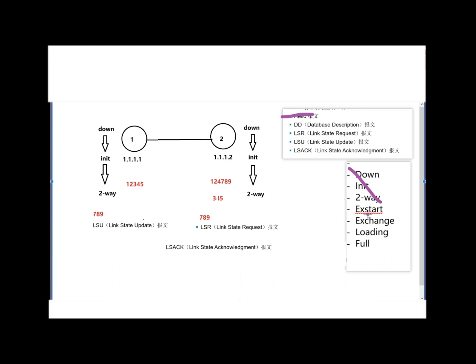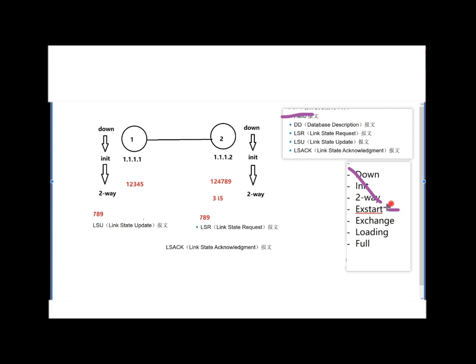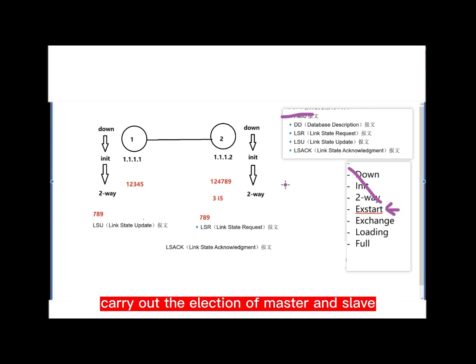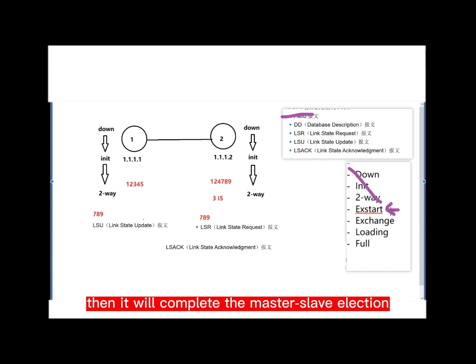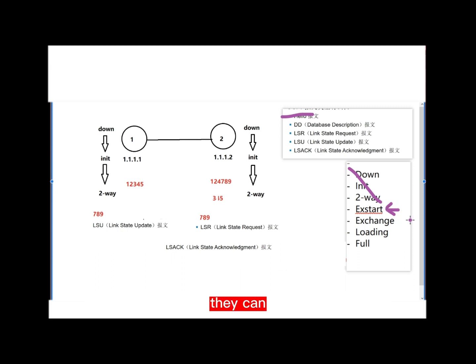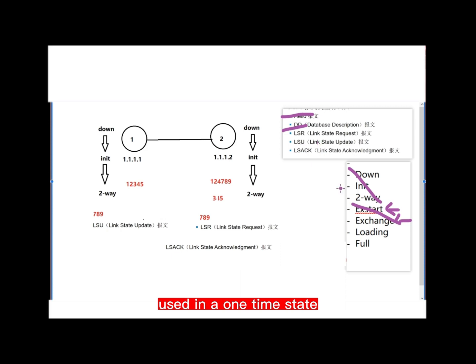Let's go on. DD packets will be in ExStart and exchange state. Carry out the election of master and slave, to represent when the device is syncing, who initiated, and confirmed during initiation. Confirm each message sent. Then it will complete the master-slave election in the state. They can start to interact with the corresponding directory. They are the DD message interaction directories. Used in the exchange state.